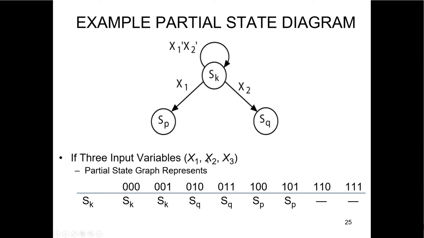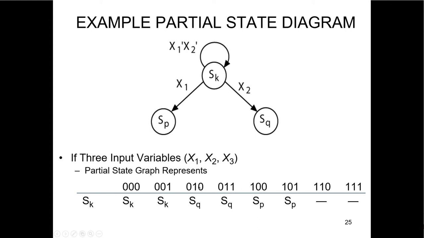So if you have three input variables, X1, X2, X3, here's your partial state graph. So SK, if it's 0, 0, 0, you stay there. If it's 0, 0, 1, you stay in SK. So that would be X1, X2. If X2 is a 1, then you're going to go to SQ. If X2 is a 1 and X3 is a 1, you're still going to SQ.